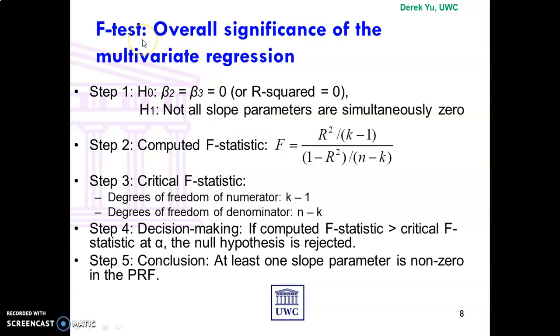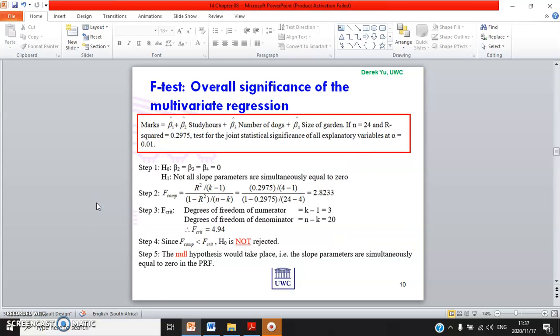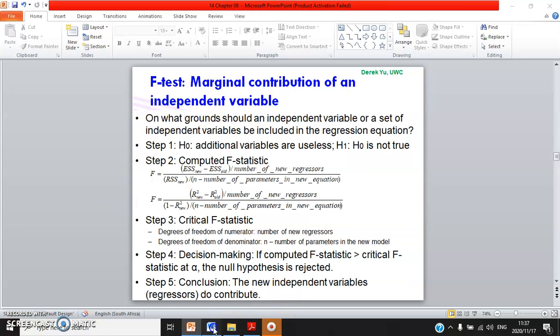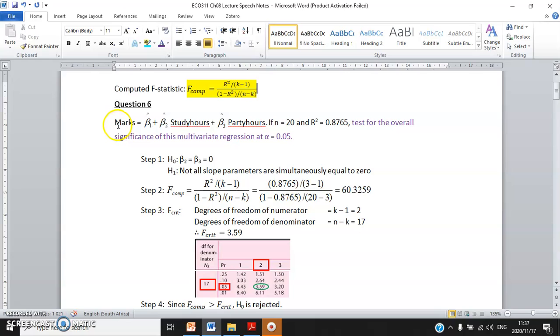So for this type of F test, testing the overall significance of the multivariate regression, our aim is to reject the null hypothesis because we want to see at least one slope parameter being non-zero in the PRF. Okay, and there are a few examples on the slide. So let's do one question. I show you the equation here for the computed F stat. This is the sample regression function. Sample size is 20. K is equal to 3, actually.